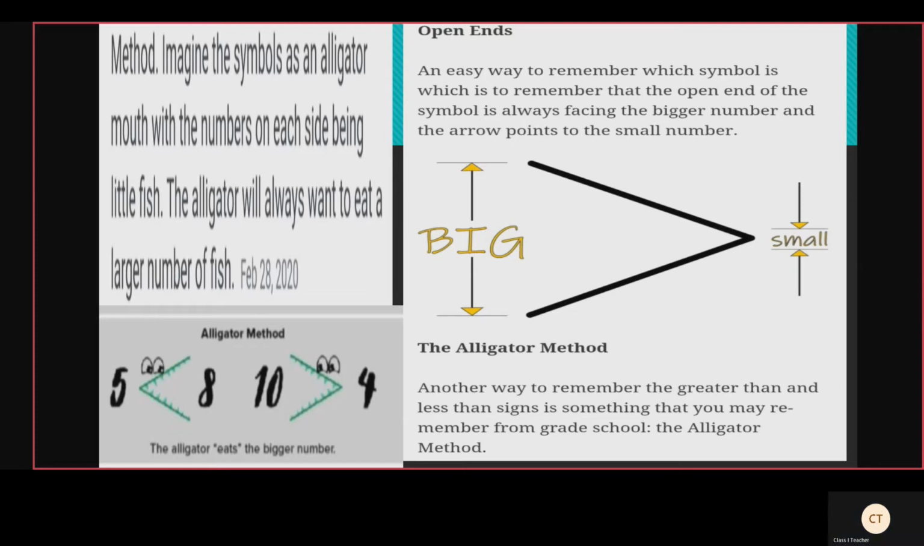Children, look here. Once again, the open end of the symbol is always facing the bigger number, that is greater than sign. And the arrow points to the smaller number, that is less than. Okay?